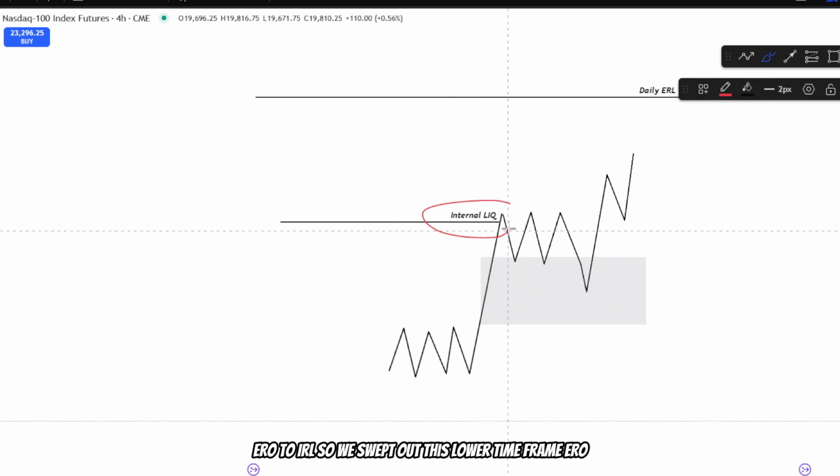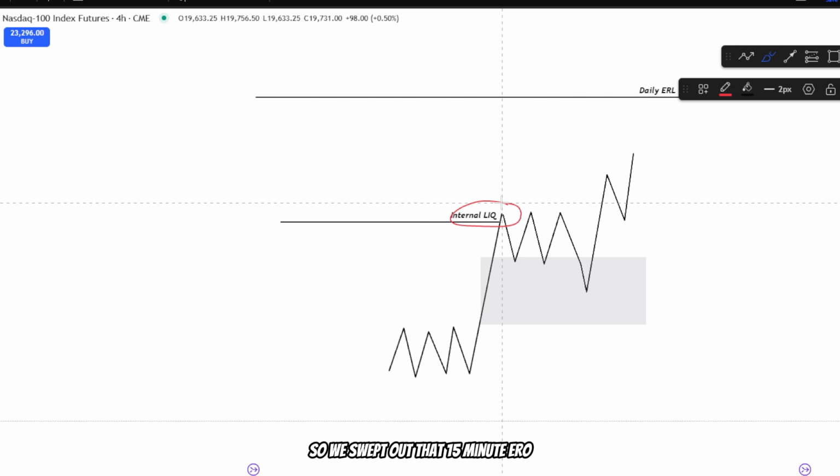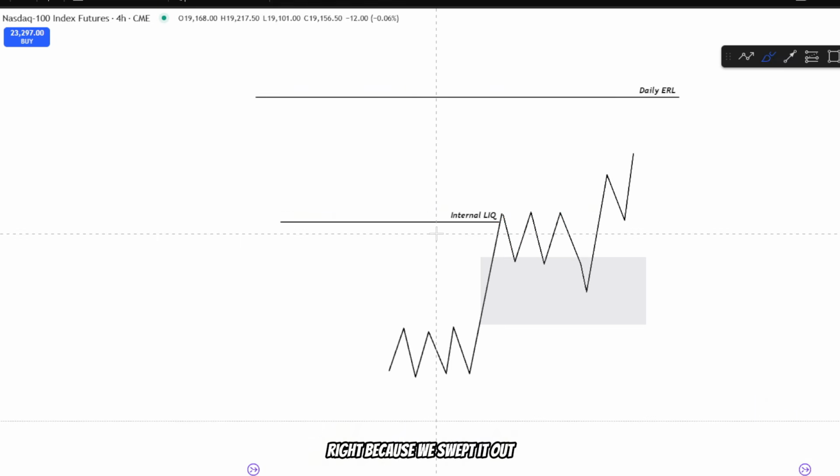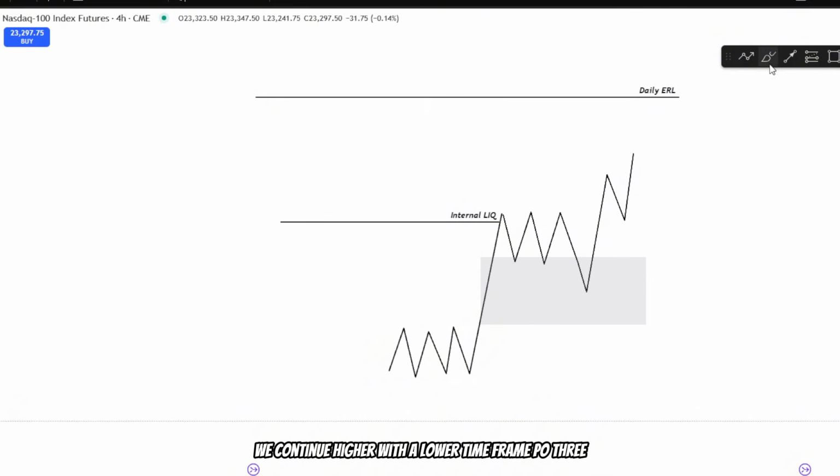So we swept out this lower time frame ERL. Let's say this is a 15-minute swing high that we swept out. After that, we start accumulating, because we swept it out. Now, how do we continue higher? We continue higher with a lower time frame PO3.